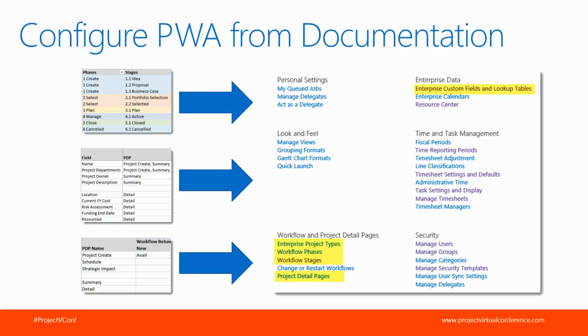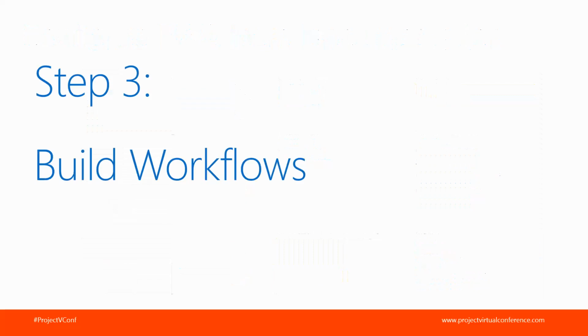And this is just another graphic illustrating how we take the information from Excel and go into the Project Web App settings page, where we click different areas to configure this information. Again, beyond the scope of what I'm going to cover today, because I really want to get into the details of building workflows, which is where we're at now. So we've reached step 3 already in our process, build workflows.